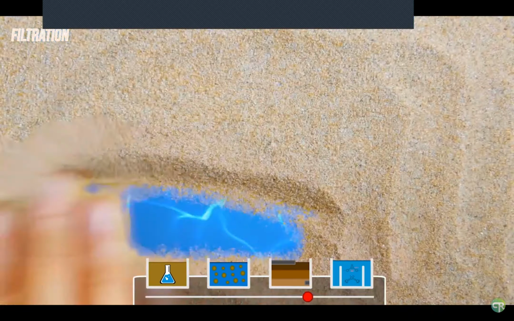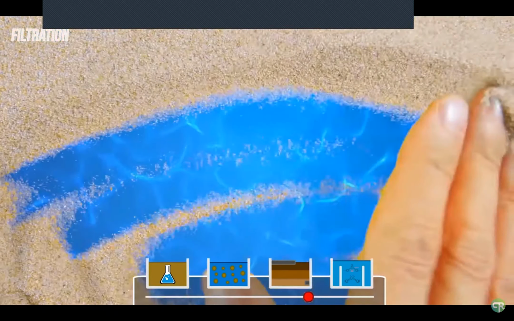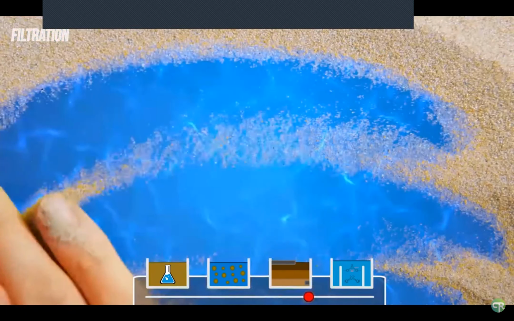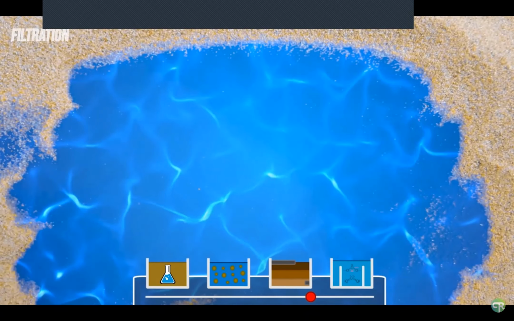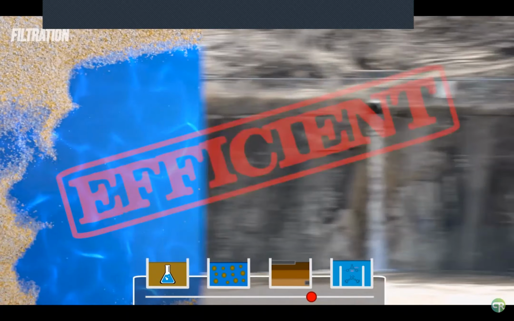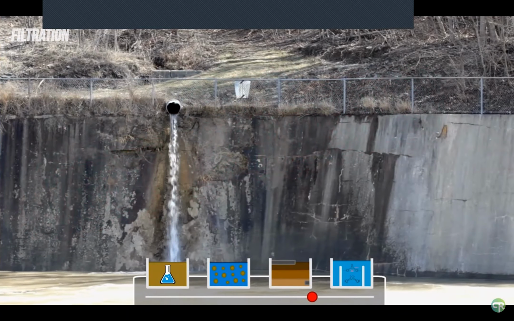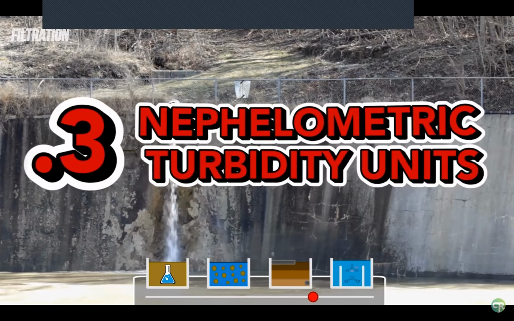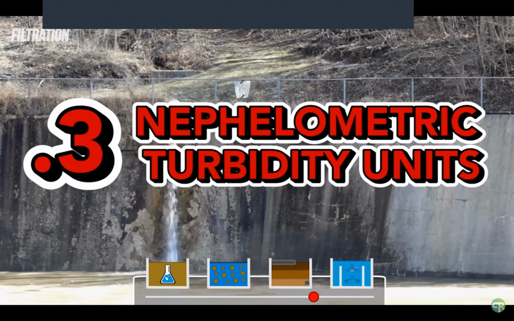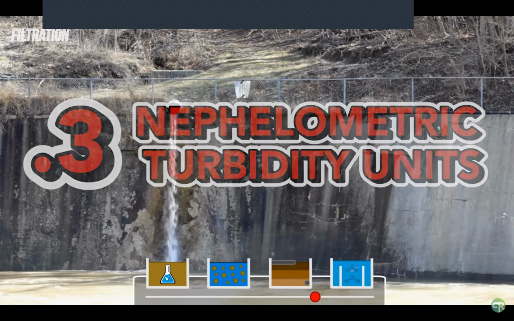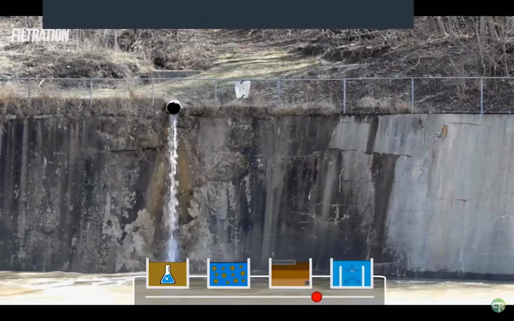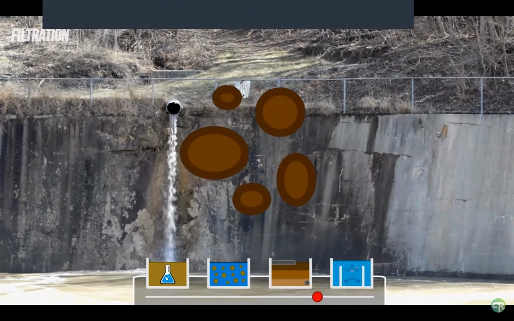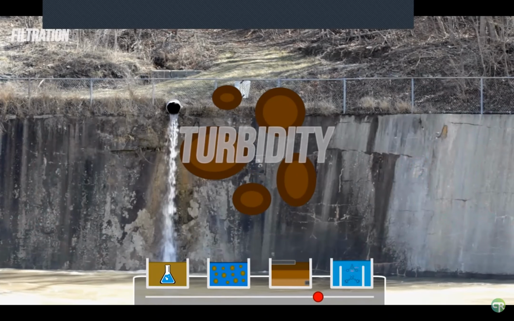Sand filters aren't highly technical. Water just passes through them. However, while not highly technical, sand filters are highly efficient. Water flowing out of sand filters will need to have a clarity of less than 0.3 nephelometric turbidity units, or NTU. Try saying that 3 times fast. Or whatever local code is used for water clarity. This measurement is essentially just a way to determine the number of particles still remaining in the water, or turbidity.